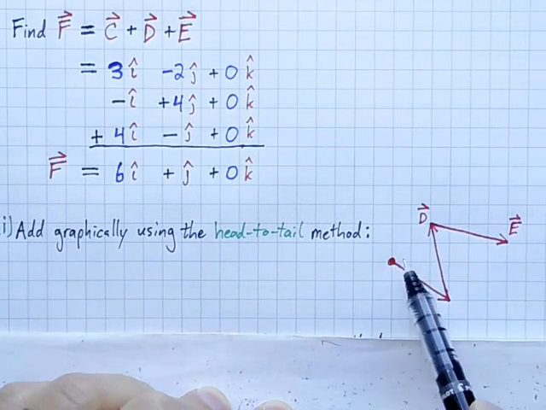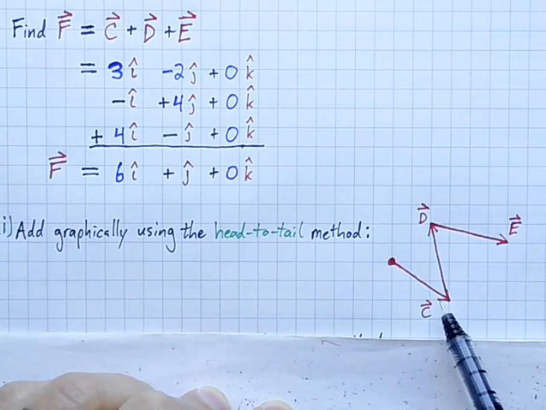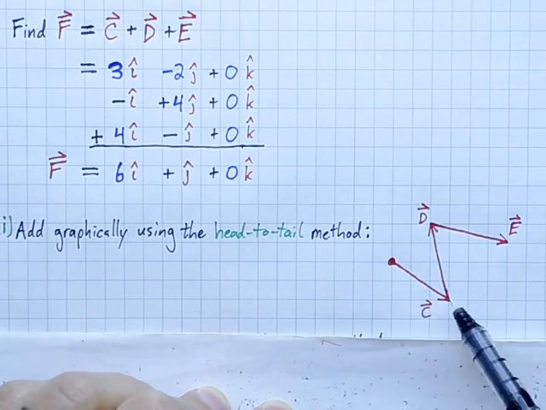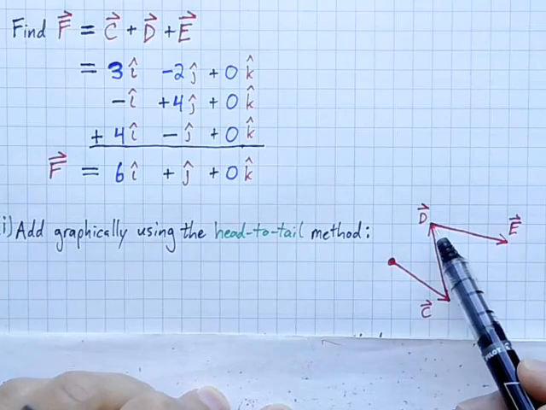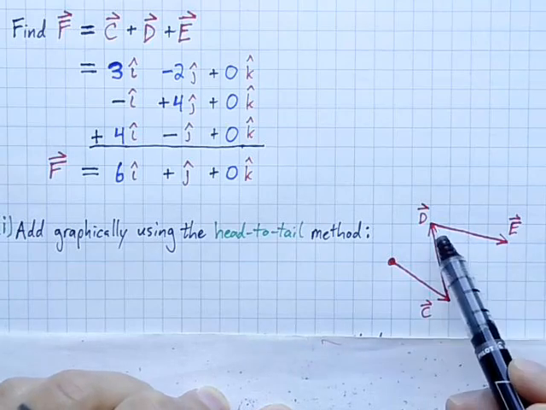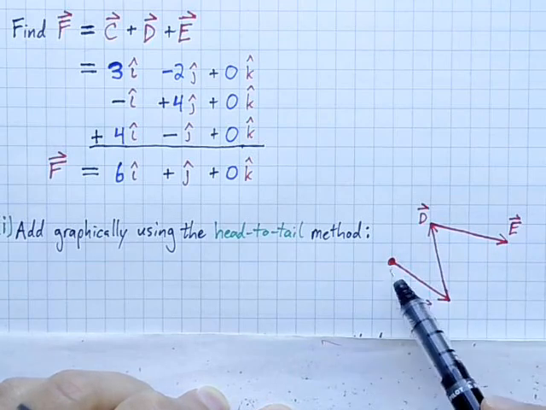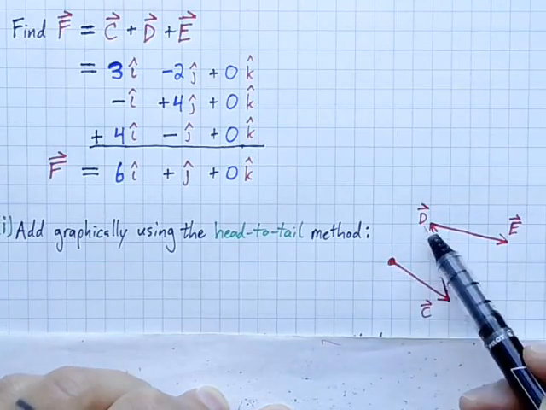This is the tail of a vector. The arrow part is the head of the vector. So put the tail of d at the head of c, draw it in, and then add in your next vector. Put the tail of e at the head of d. So we sort of make this chain of vectors.